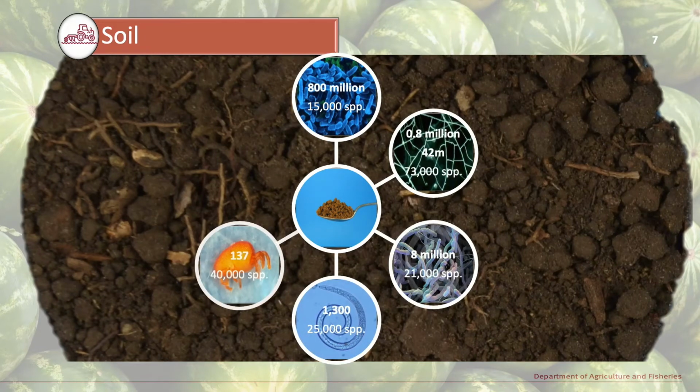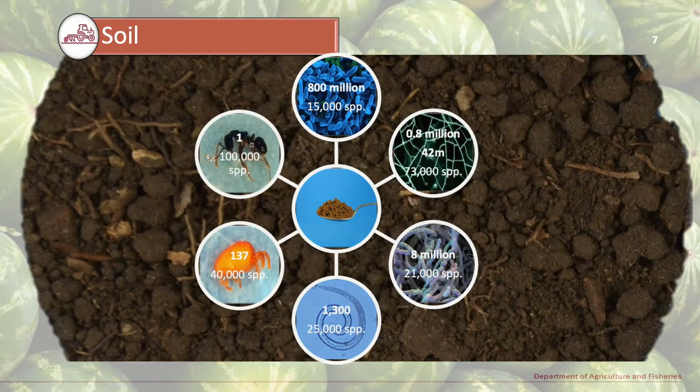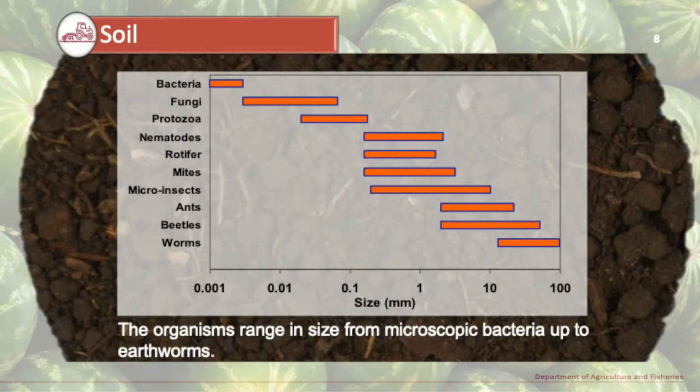Soil biology is one of these. For each teaspoon of soil, roughly around 8 grams, we have 800 million bacteria, 800,000 fungal forming units and up to 42 metres of hyphae, 8 million actinobacteria, 1,300 nematodes, 137 mites, and 1 ant.